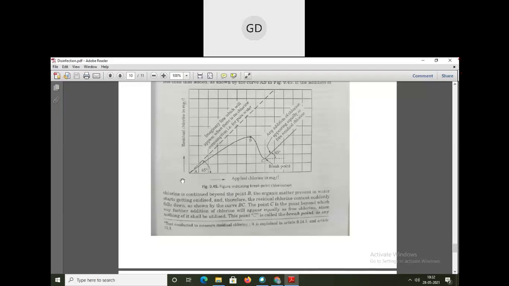In this graph you can see here, at point A you are starting to add the chlorine in the water. It is going on increasing to point B, and some of the chlorine is being used for killing the bacteria. If the addition of chlorine is continued beyond point B, the organic matter present in the water will start getting oxidized, because the chlorine is killing these bacteria.